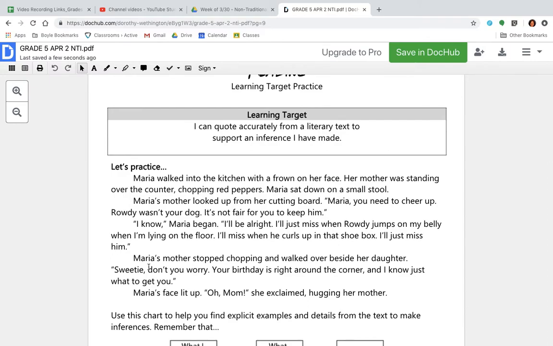"Sweetie, don't you worry. Your birthday is right around the corner, and I know just what to get you." Maria's face lit up. "Oh, Mom," she exclaimed, hugging her mother.